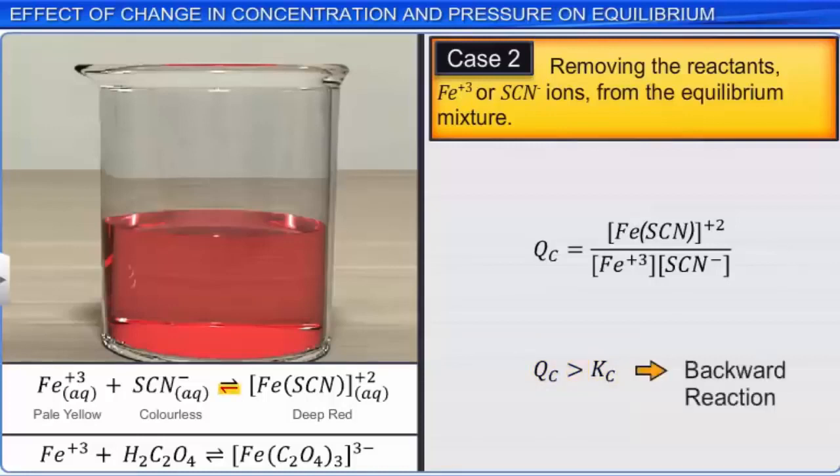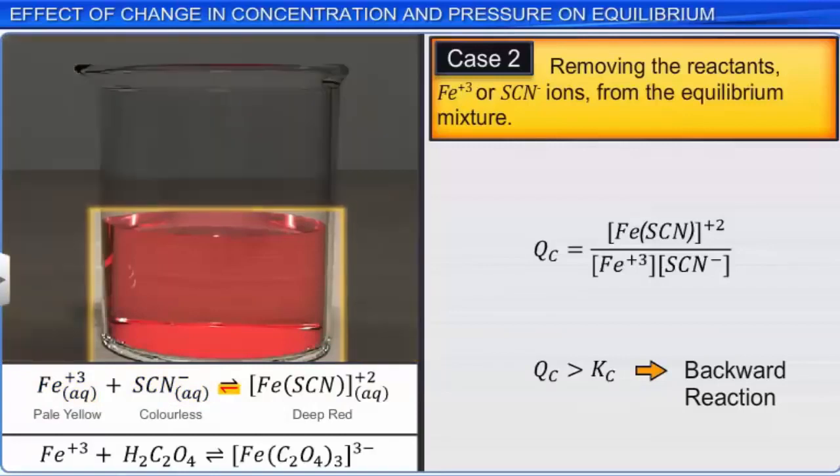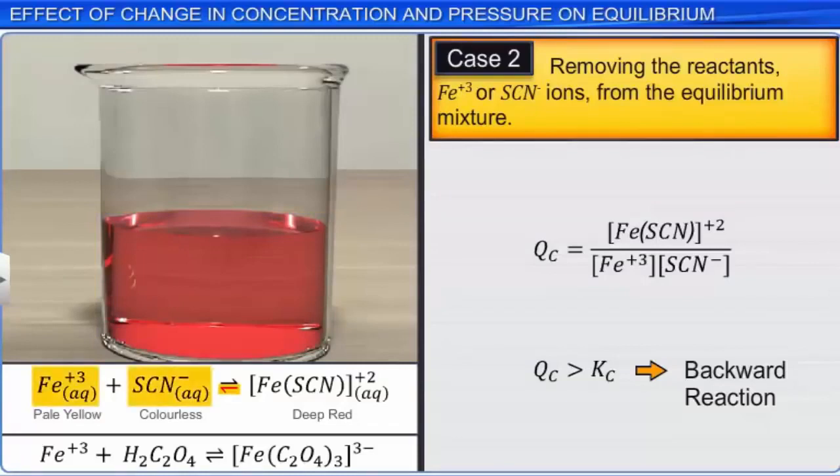Hence, FeSCN2+ ions undergo dissociation to give Fe3+ and SCN- ions. Due to the decrease in the concentration of FeSCN2+, the intensity of the red color decreases. Thus, we can conclude that removing or decreasing the concentration of any one of the reactants always favors the backward reaction.